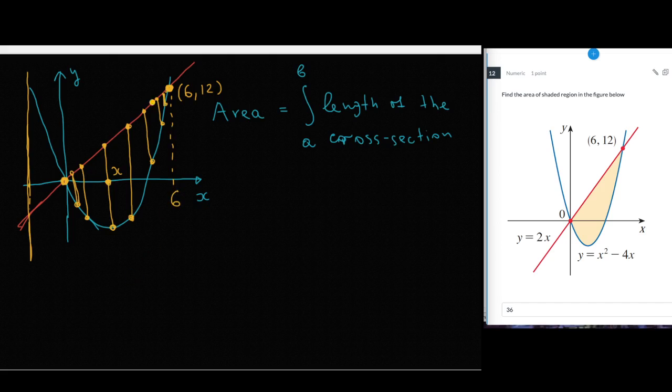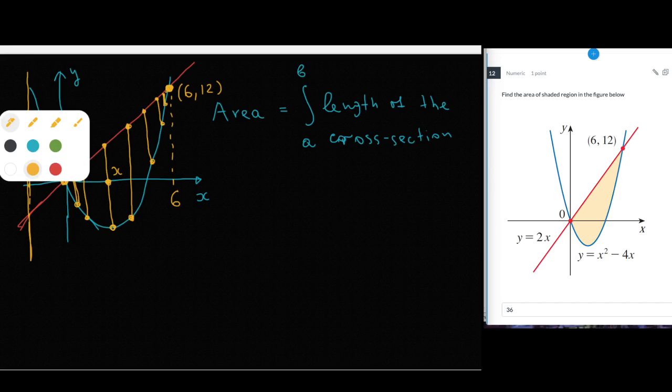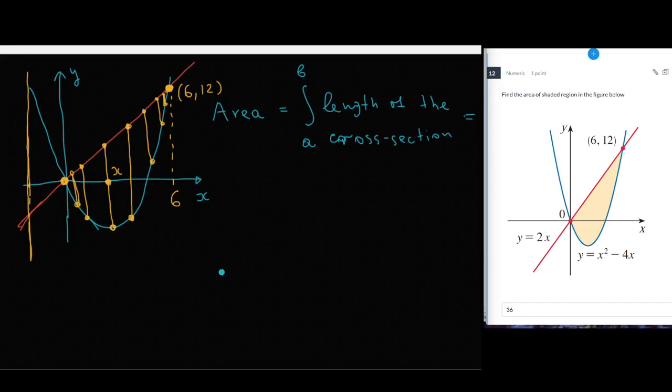So for the points in our region, somewhere here in the middle of this region, anywhere here, the x coordinate ranges from 0 to 6. And that is our interval of integration for this problem. Okay, so more precisely, we will integrate from 0 to 6.